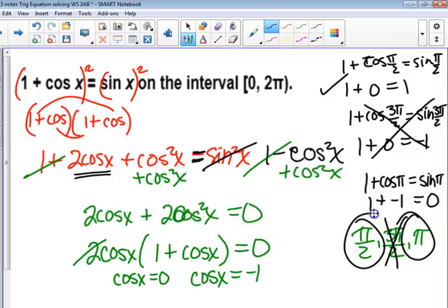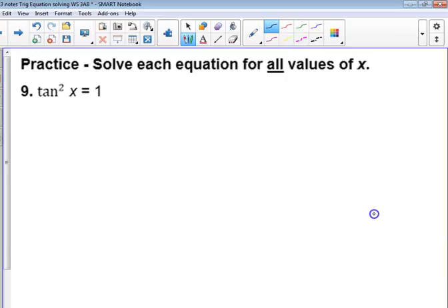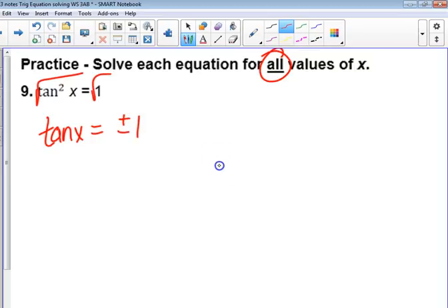Probably not going to put that on a test or quiz. All right, what can we do here? Uh-oh, we're back to all solutions. If you want a square root, you can, but you got to remember what? Plus or minus. Okay. You could subtract and then you would factor and you'd get plus and minus. Same thing.